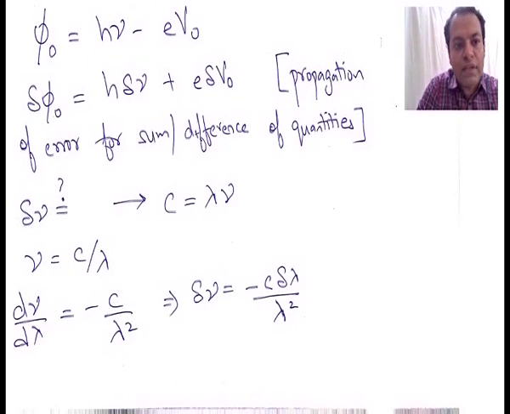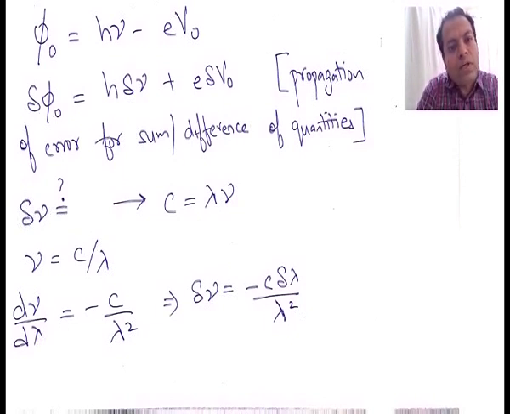Phi naught is h nu by h nu minus e V naught. If we write it in terms of the frequency rather than in terms of wavelength, here we can directly apply the propagation of error for sum or difference of quantities, because clearly there is a sum or difference involved here, but we will still take the positive sign. As I've mentioned before, the error could be plus or minus, and when we look at the worst case scenario where the errors add up, you will write h nu delta nu plus e times delta V naught.